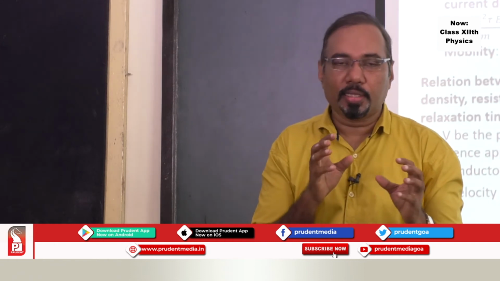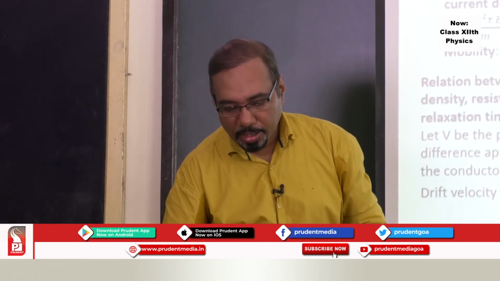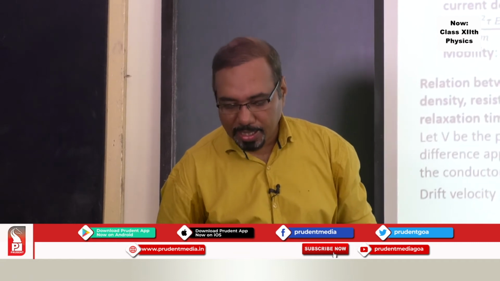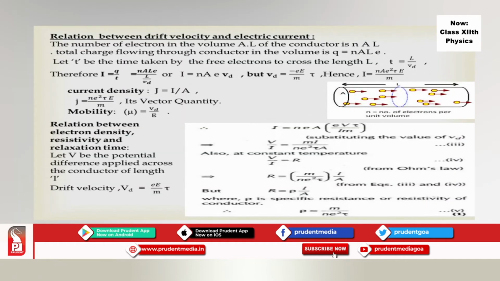Now, let's try to derive a relation between current and drift velocity. What exactly is the relation between drift velocity and the current? As I told you, drift velocity is the average velocity. We denote drift velocity by Vd.